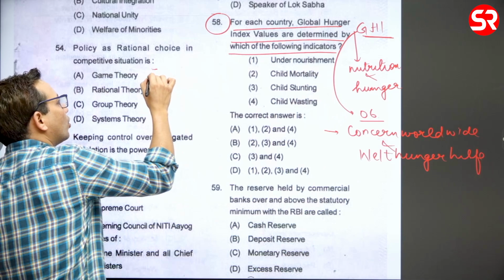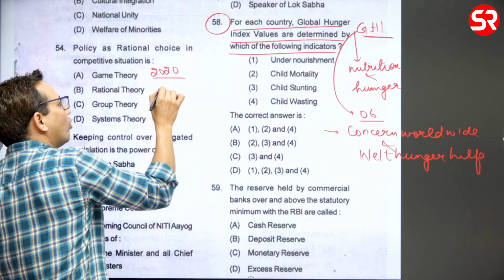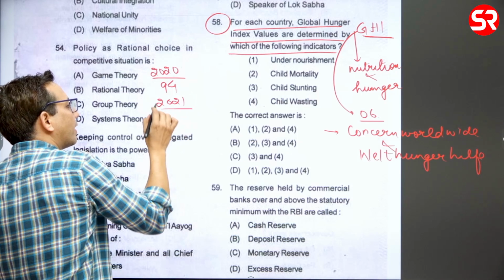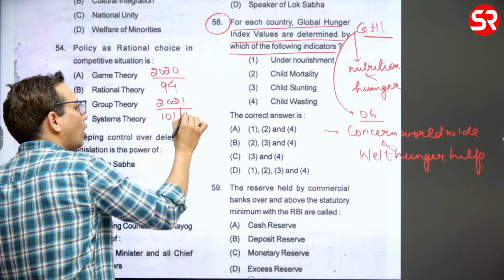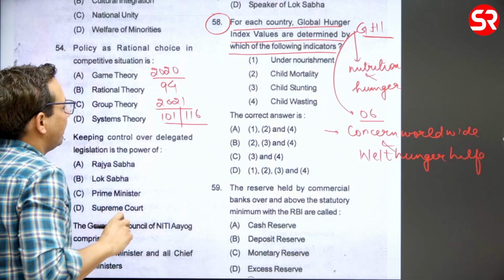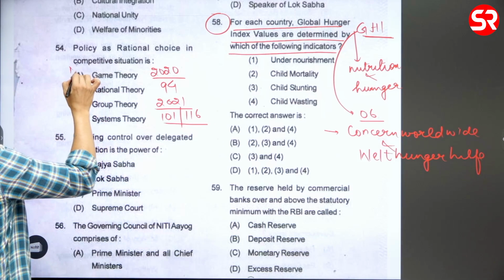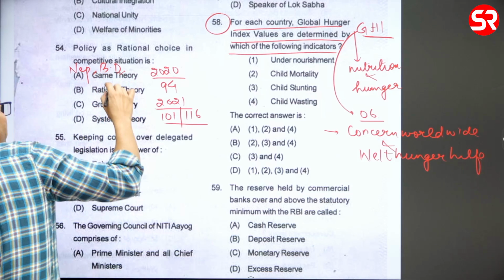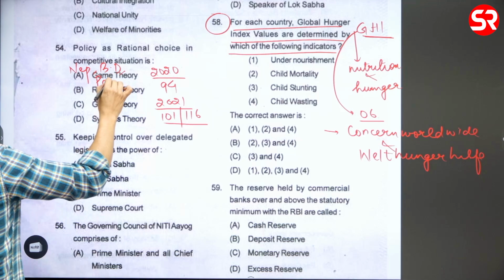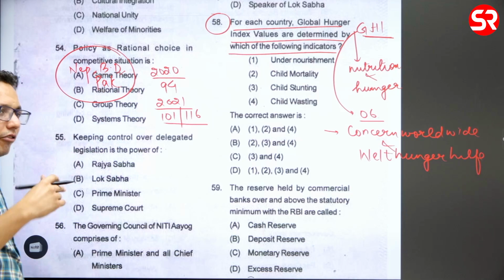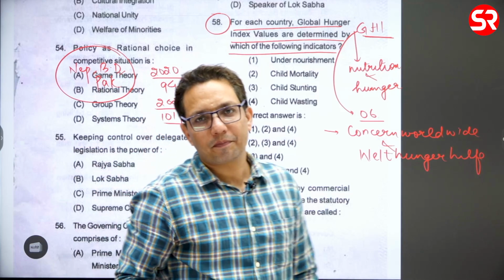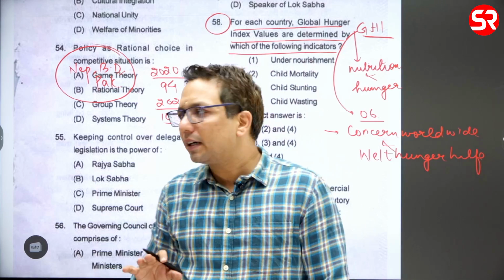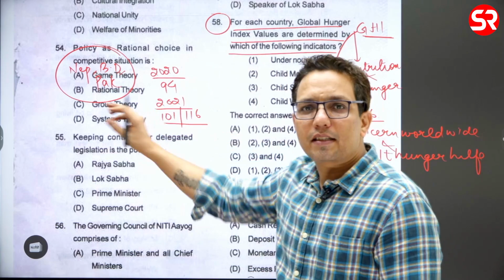In the year 2020, our rank was 94. In the year 2021, our rank has downgraded to 101 out of 116 countries. Rather, even Nepal, Bangladesh, Pakistan, these countries were above India in case of global hunger index. Sri Lanka has always been ahead of India in terms of human development indices, but here even Nepal, Bangladesh and Pakistan beat us.